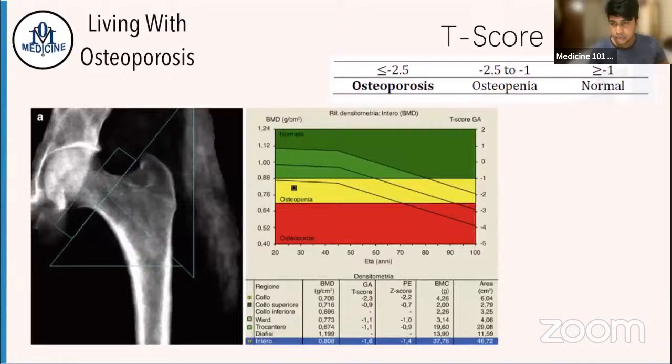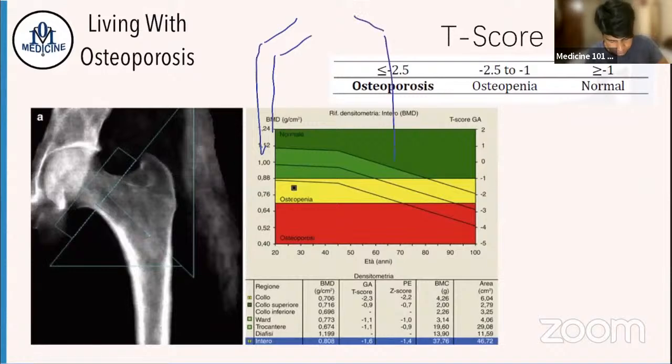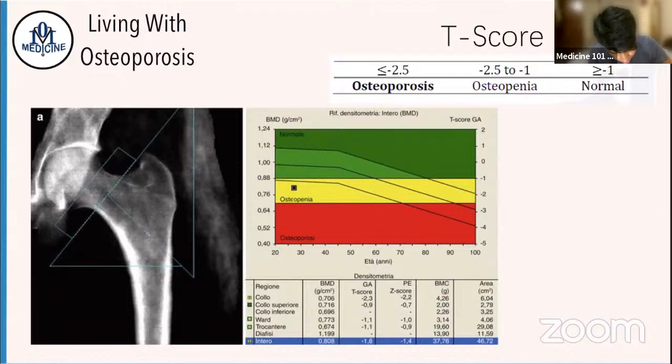So this is how you do a DXA scan. First, you do it for one hip, the other hip, and then the spine. You need to do all three, so you get 3 images, 1, 2, 3. And in this image, you can see the patient has something called a T-score. Here's the T-score. You look for this T-score, and you can see it is minus 1.6.